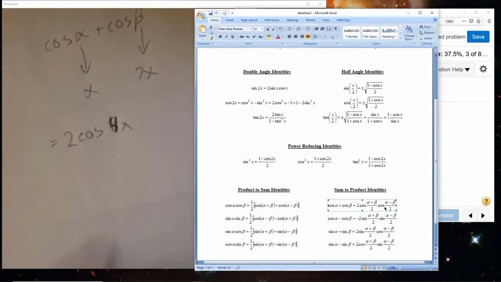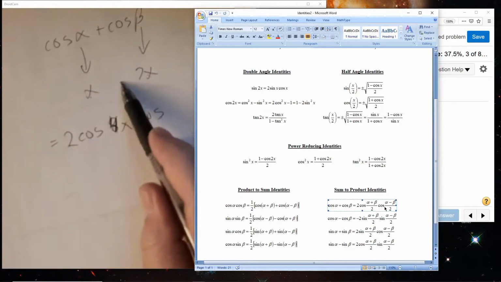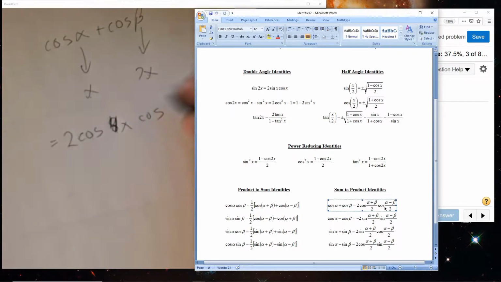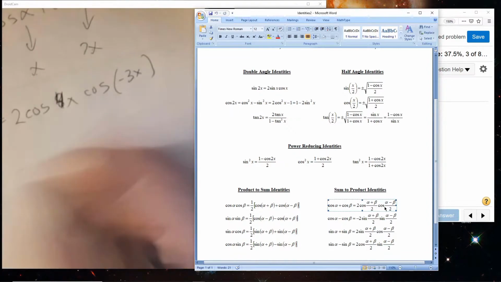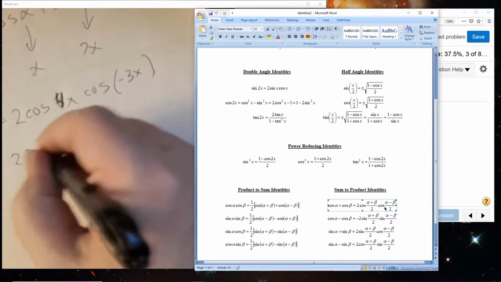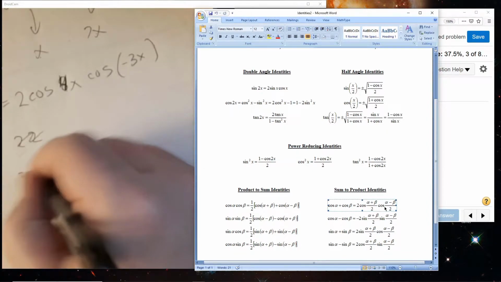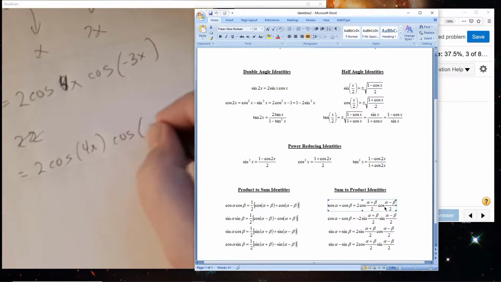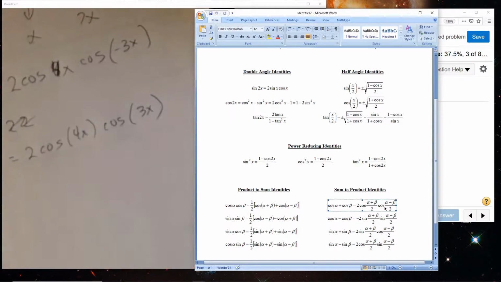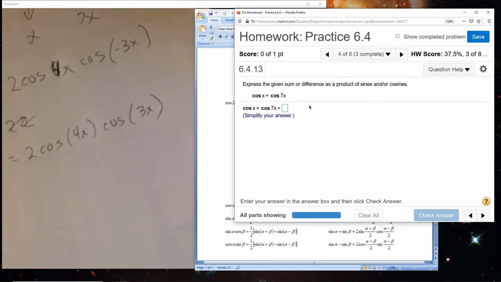And then cosine alpha minus beta, so that's x minus 7x, which is a minus 6x, and divided by 2 is a minus 3x. And again, cosine is an even function. And an even function means plugging in the negative is the same thing as plugging in the positive. And we should be good to go.